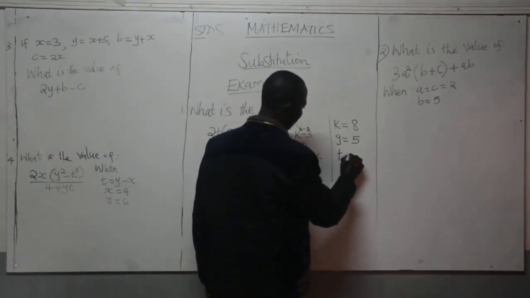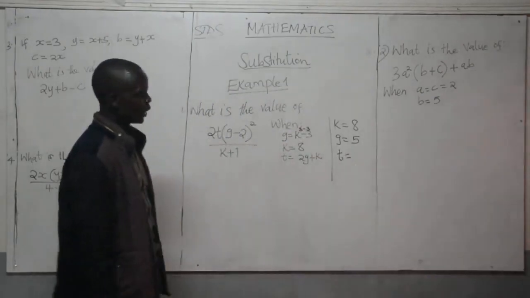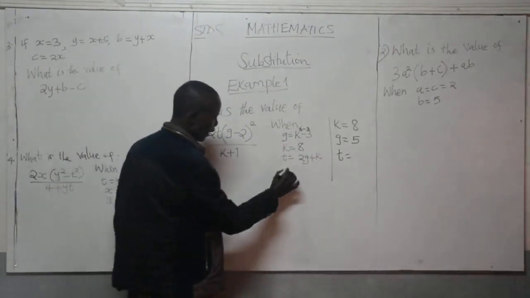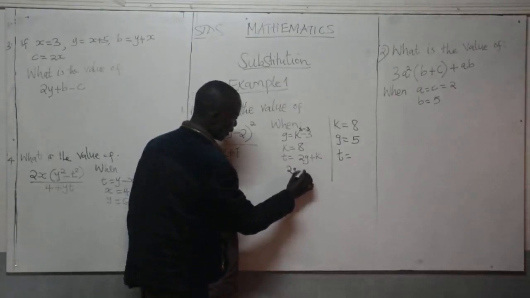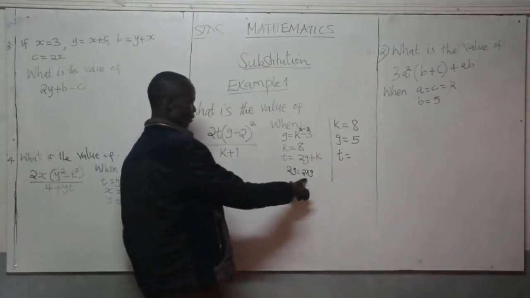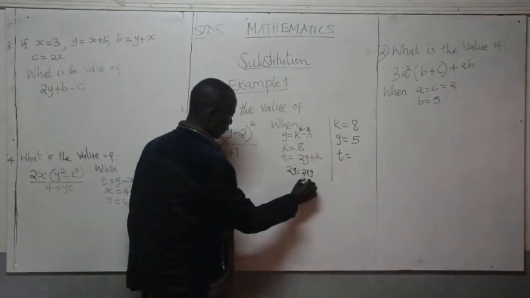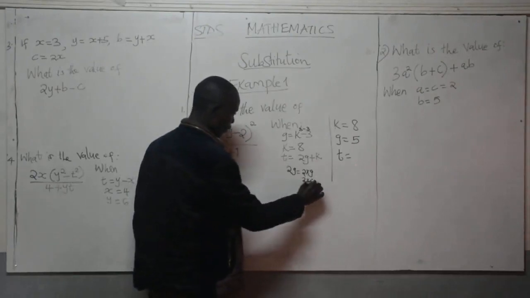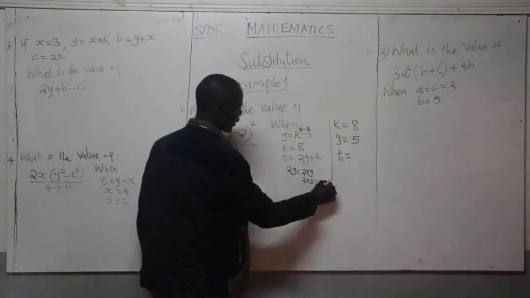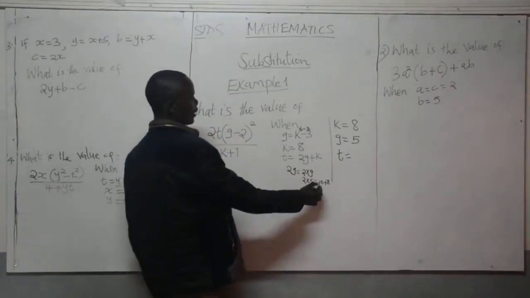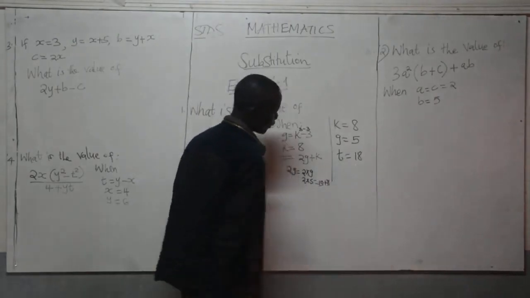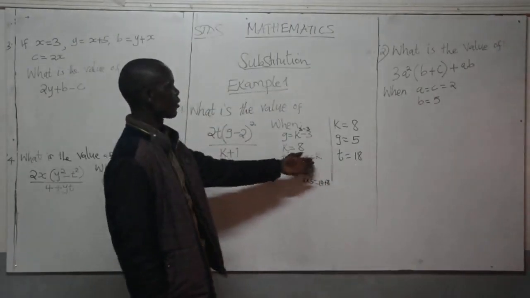The value of t is equal to 2g plus k. 2g simply means 2 times g. In this case, it is 2 multiplied by the value of g, that is 2 times 5 to give us 10. Plus k, the value of k is 8. So it is 10 plus 8 to give us 18. So we now have the exact values of these unknowns.